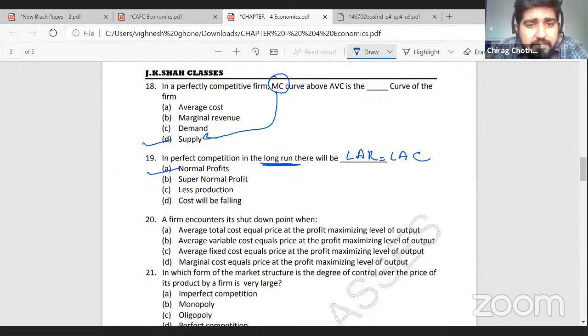Okay. B, average variable cost equals price at profit maximizing level of output. Yes, it equals price. When it equals price, when AVC is equal to price, students, that will be our shutdown point. But let's hold on. Let's look at option C and D as well.